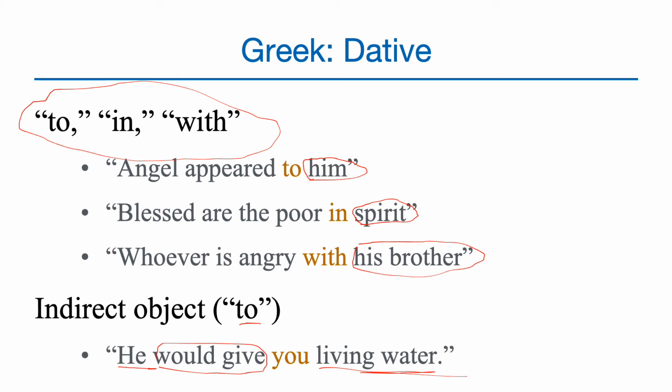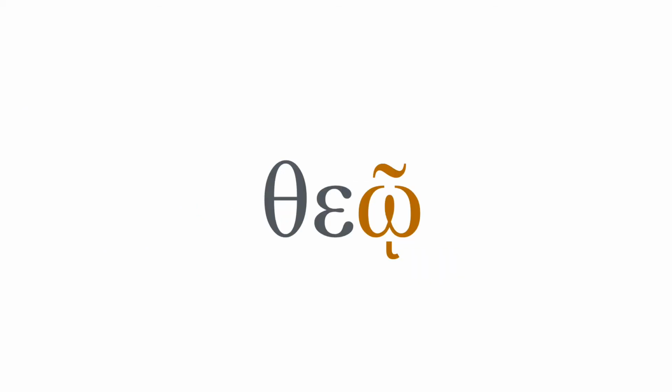Okay? So the indirect object to is the keyword to translate the indirect object. He will give you living water. You have to think about this very well because he is the subject, would give is the verb. He would give what? Living water. So how does you fit in? It's in the dative, so you translate it, he will give to you living water. So theou with omega and an iota subscript.